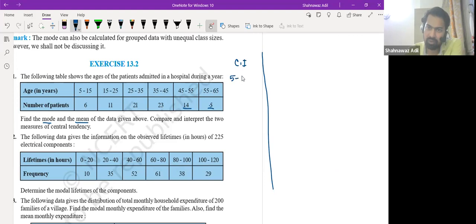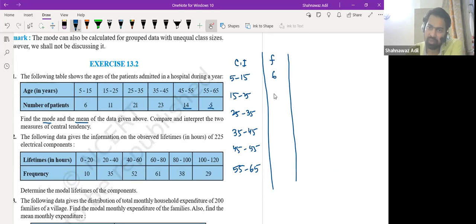Okay, so 5 to 15, 15 to 25, 25 to 35, 35 to 45, 45 to 55, 55 to 65. And then you have these frequencies, right? So 6, 1, 21, 23, 45. So what is the model class? 23. Yeah, 23. So this is the model class, right?